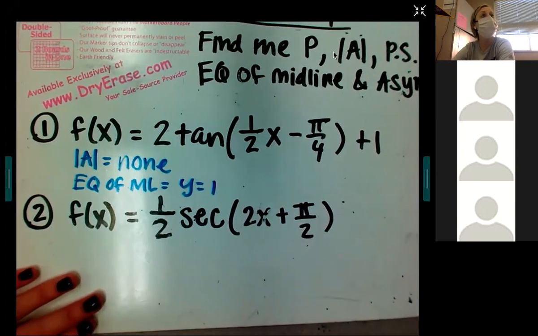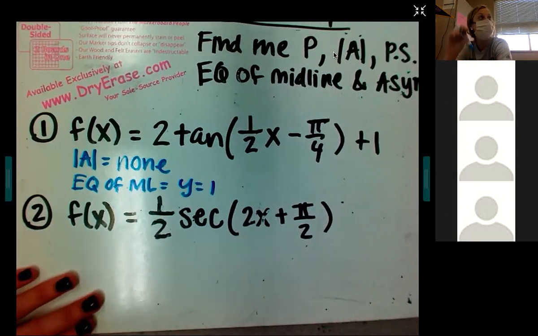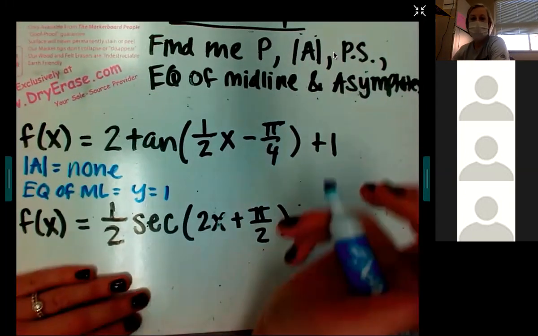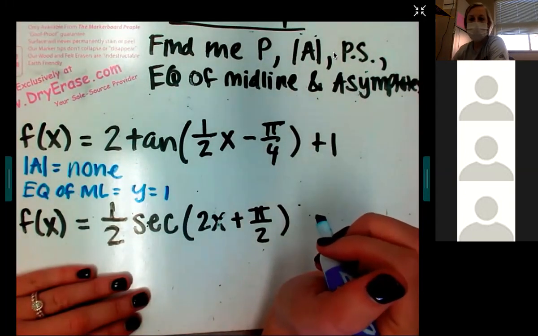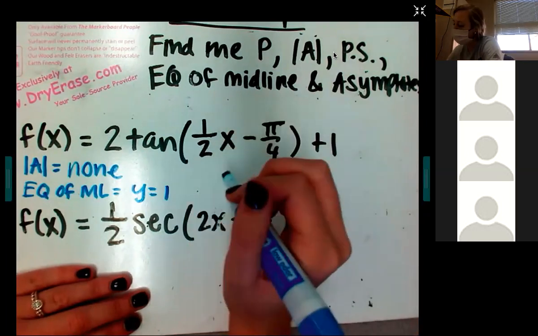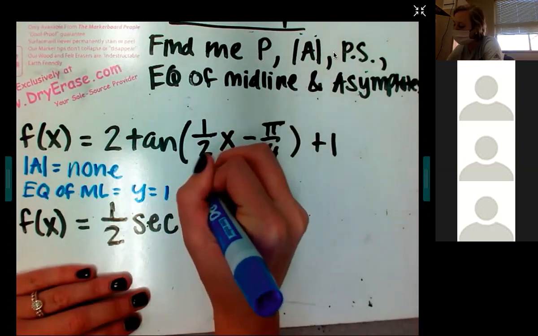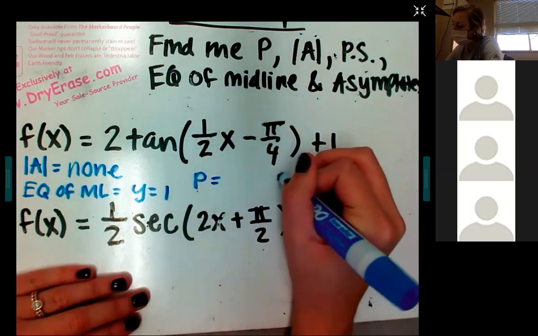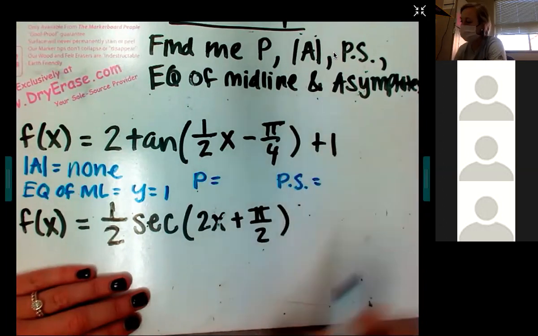So there are two of these on your quiz where I give you two different types of functions and ask you to find these things, okay? All right, amplitude, equation of midline, phase shift, and period. Let's do those at the same time, period and phase shift.